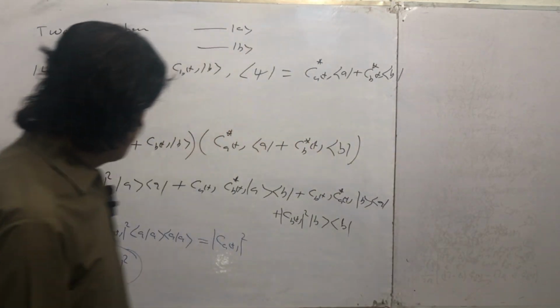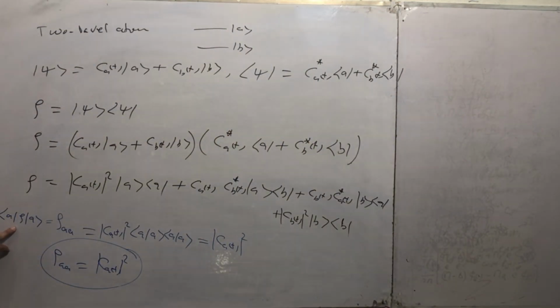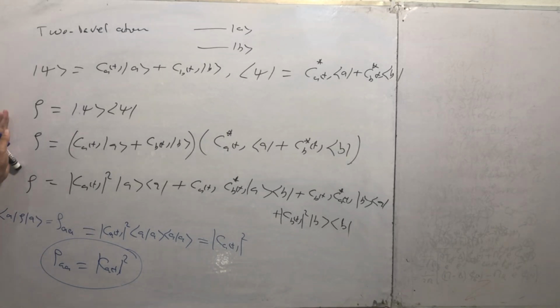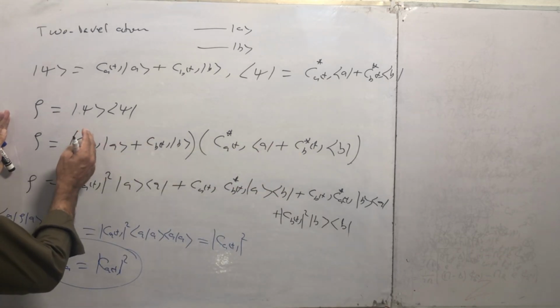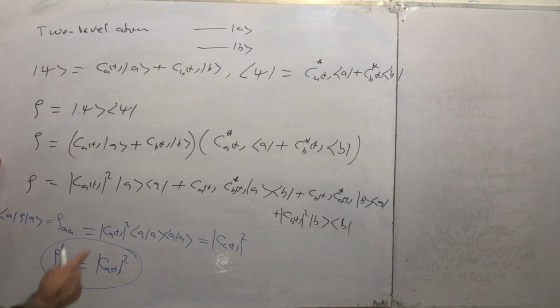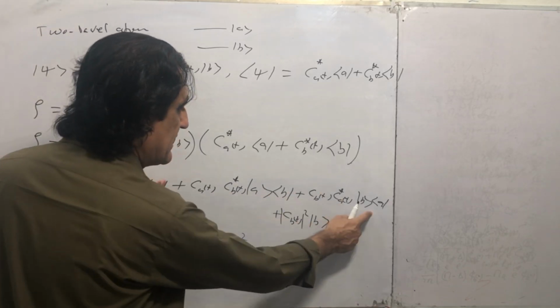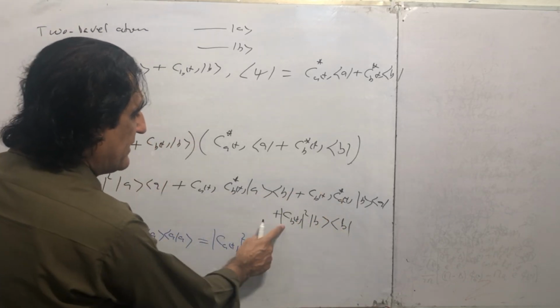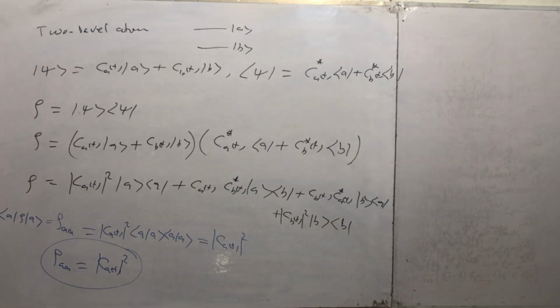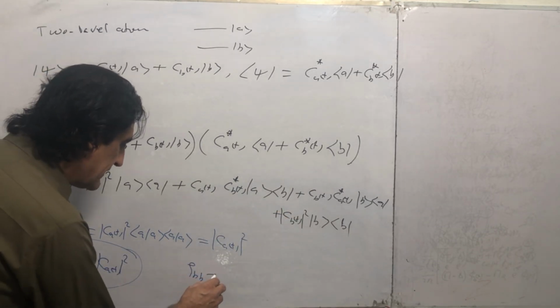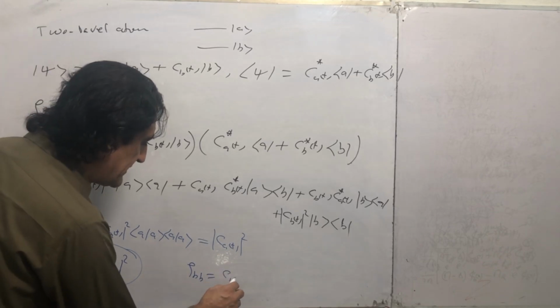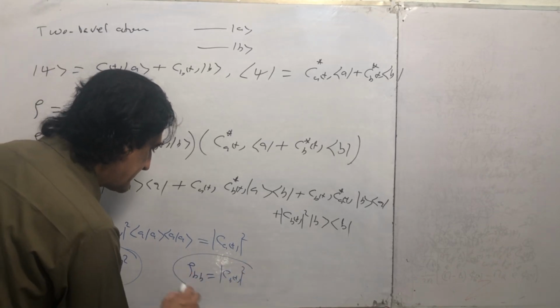And similarly, if we find out the probability rho BB, then we must multiply this side with <B| and this side with |B>. Then if we multiply this side with <B|, this will be cancelled out, this will be cancelled out, this will be cancelled out, and this will be equal to 1. And we must get Cb of t absolute square. So it means that rho BB will be equal to Cb of t absolute square.